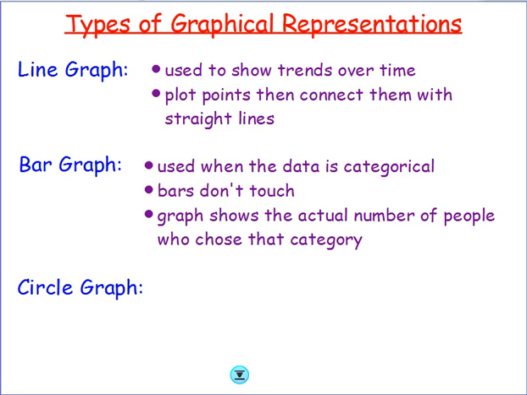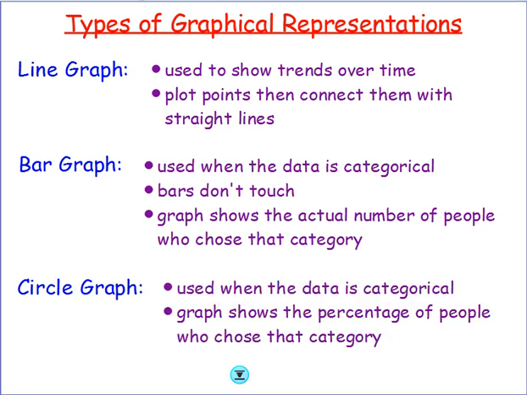The reason that piece is important is because a circle graph very much shows the same data as a bar graph. Circle graph is also used when the data is categorical. You can ask somebody again their favorite color. You can make a bar graph out of it that shows how many people chose that color, or you can make a circle graph out of it that shows the percentage of people who chose that color. So these first three I'm hoping you're familiar with, and these are usually some of the easiest ones to decide to use in certain situations. So let's take a look at some more.